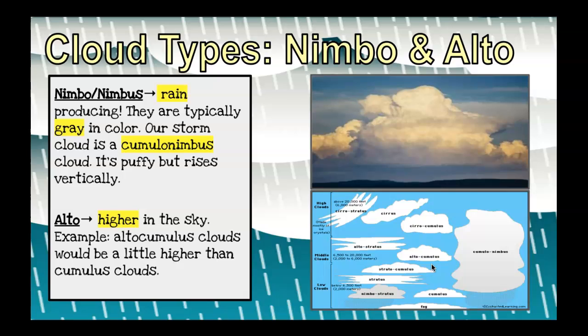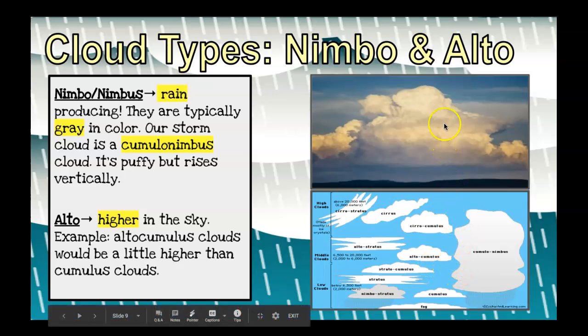Now, whenever you throw different prefixes or suffixes in front of or behind a cloud name, it means different things. So nimbo or nimbus means rain producing. A cumulus cloud means fair weather. Throw cumulonimbus together, and now you have a puffy cloud like the cumulus cloud, but now it's going to be bringing rain and storms, okay, because nimbus means rain producing. So you need to know that our cumulonimbus cloud is the storm cloud. This is the cloud that brings storms. It's still puffy like a cumulus cloud, but it rises up vertically higher up in the atmosphere.